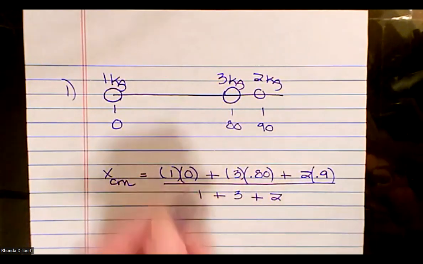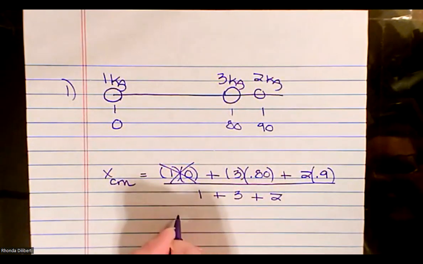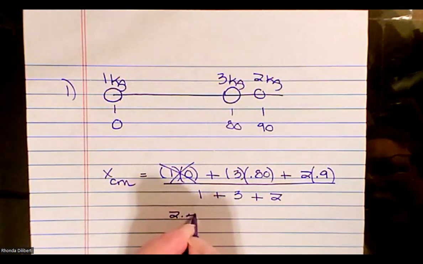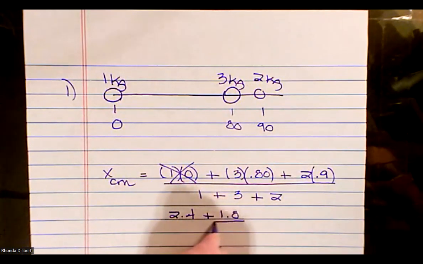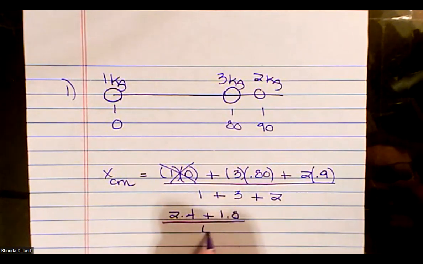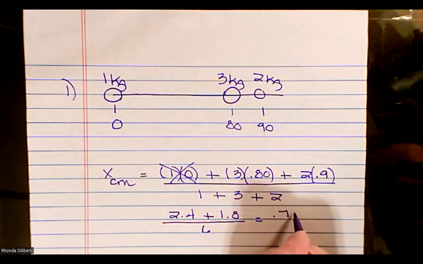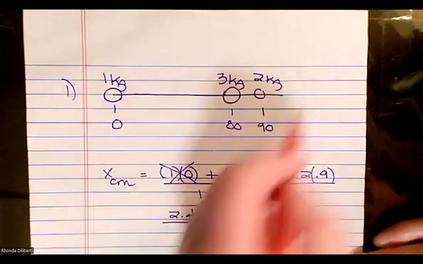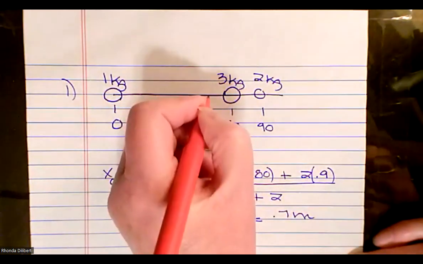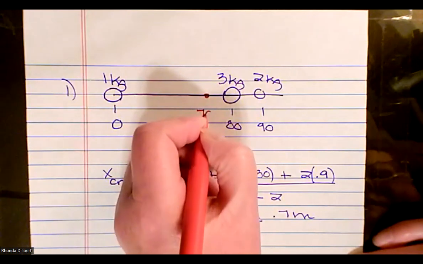So let's do our math very quickly. The 1 times 0 is going to fall out. 3 times 0.8 would be 2.4, plus this would be 1.8, divided by 6. And that turns out to be 0.7 meters or 70 centimeters. So if I collectively had to turn this whole system into a dot, I would put it right here. Here's a dot at 70 centimeters.